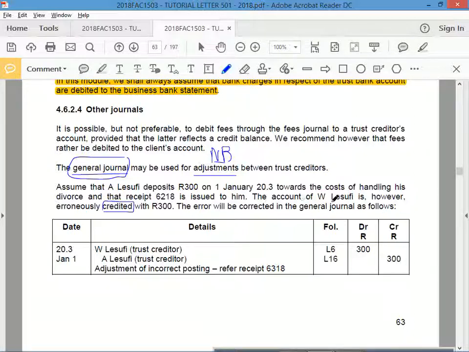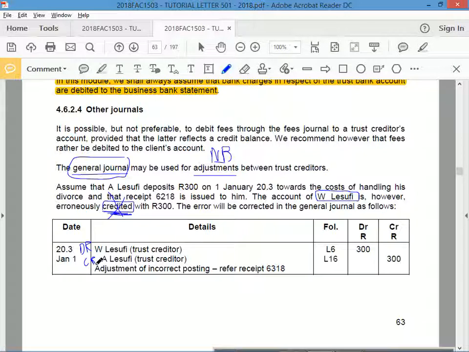Right, so obviously, what did you do? Did you debit or credit W? You credited W, right? Okay, so was that correct? No, that's incorrect. So should that have taken place? No. So how do you reverse out a credit? By processing a debit. And therefore, you debit W, and then you credit A.